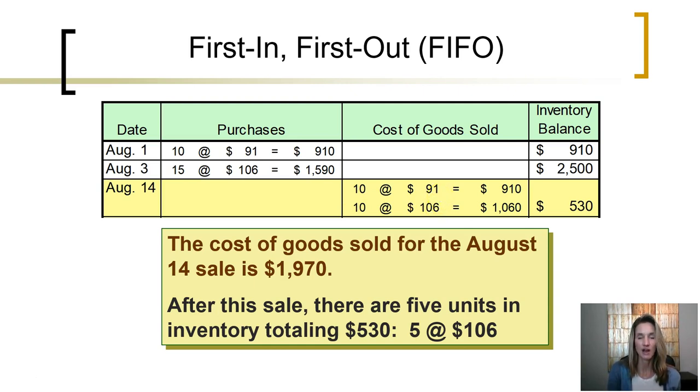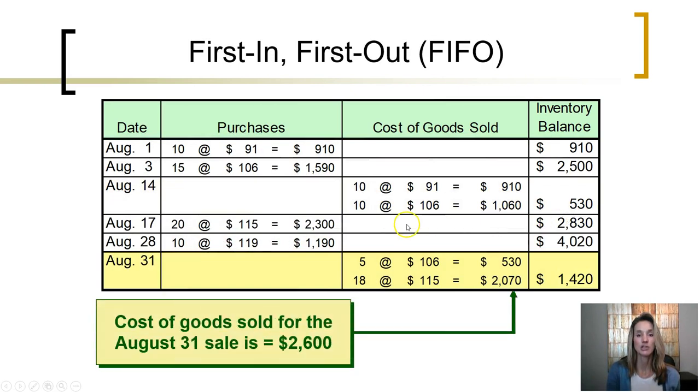We also have to account for the cost for the other 10 that had been sold. So we're going to go to the next first in layer using the FIFO method. That means of these 15, 10 of them were sold on August 14th at a cost of $106 each. So the total cost of goods sold on August 14th that will be recorded is the $910 plus the $1,060, or $1,970. That will leave only 5 units at a cost of $106 in inventory, or a total cost of inventory on hand after that sale of $530.